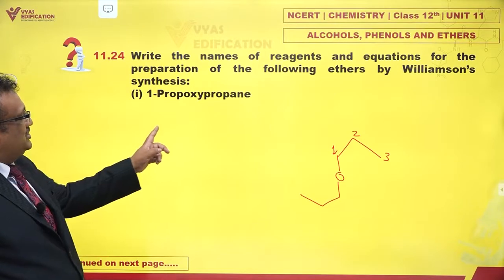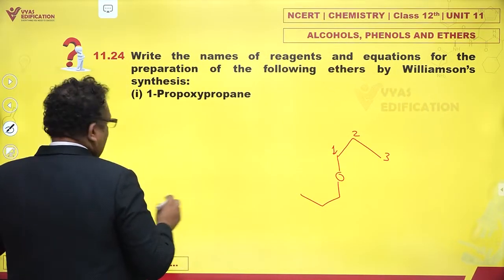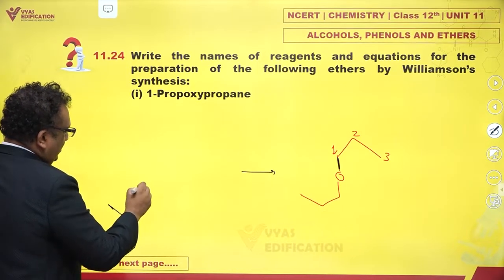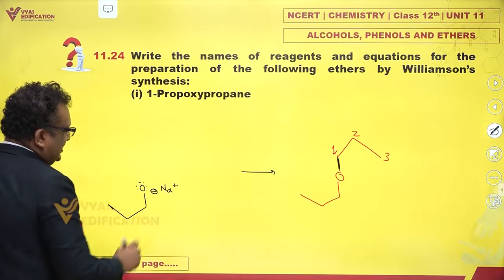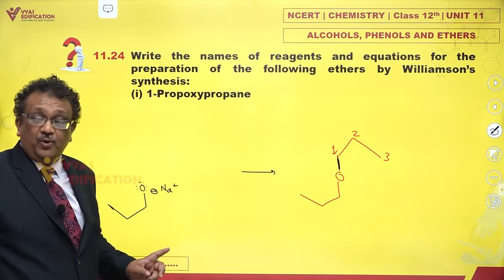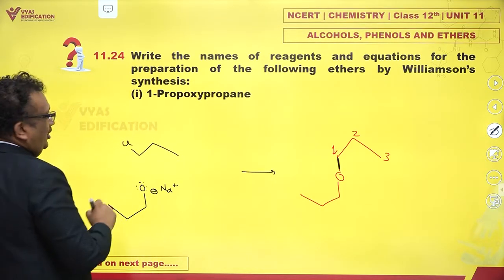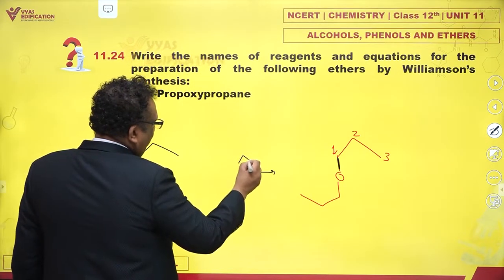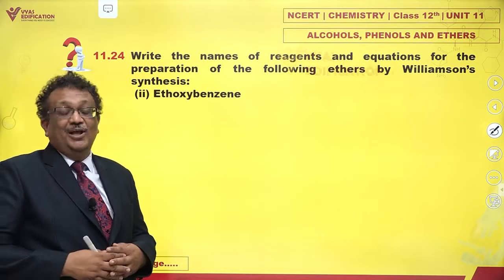So 1-propoxypropane has to be prepared. How do I do that? Well, it looks like this is the bond I'm supposed to make. How would I do that? 1, 2, 3. I will take this sodium propoxide and make it react with 1-chloropropane. Williamson synthesis. Dry ether is the solvent. I'll get this. That's it.